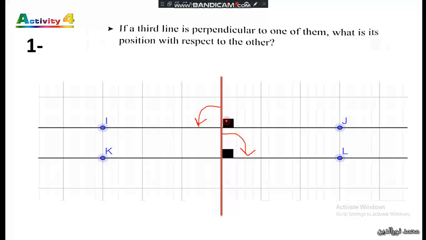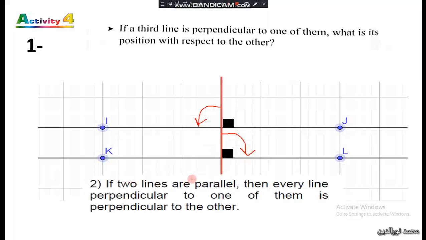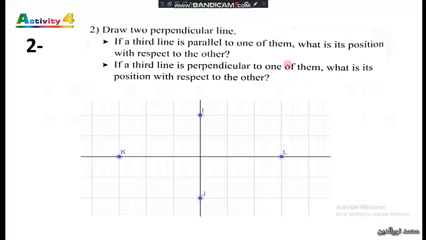It's also perpendicular. So if two lines are parallel, then every line perpendicular to one of them is perpendicular to the other line. It's also an Euclidean postulate. And then draw two perpendicular lines. We drew IJ perpendicular to KL.